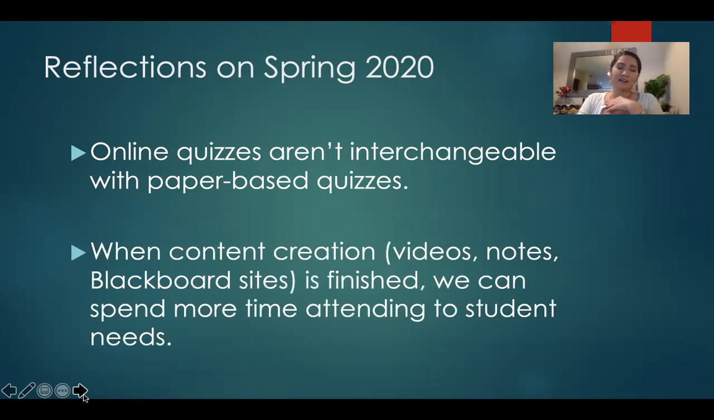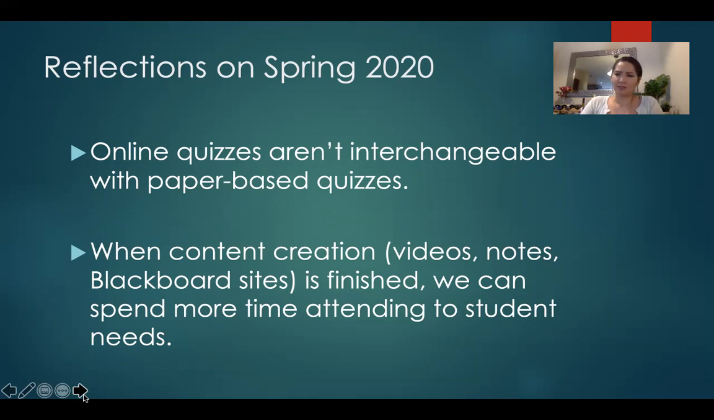And then there's the content creation, where I made all those hundreds of videos. As I'm making the notes and the videos and the Blackboard sites and trying to get all of that done, I'm not able to spend as much time attending to my students and their needs. If that's all finished, then I can focus on grading and content delivery and checking in with them and giving them grade updates and things like that. Content creation does take away from all of that.